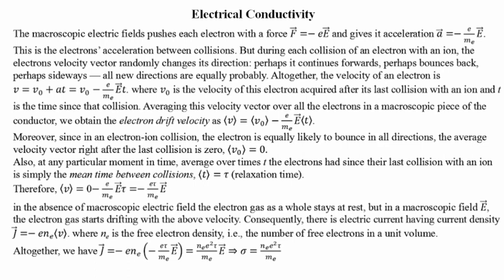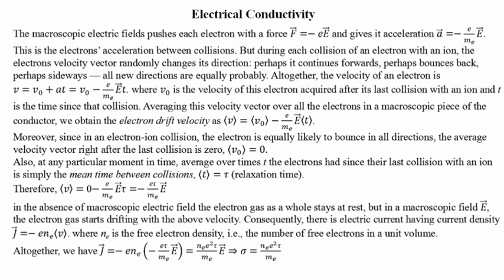So, we can write v0 minus (e/m) E t. We just put the acceleration value in this equation, where v0 is the velocity of this electron acquired after its last collision with an ion, and t is the time since that last collision.